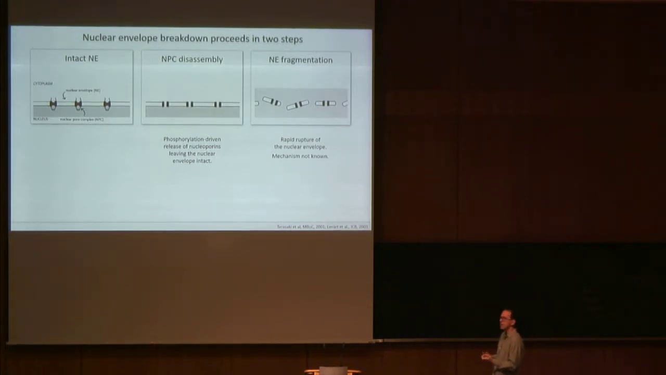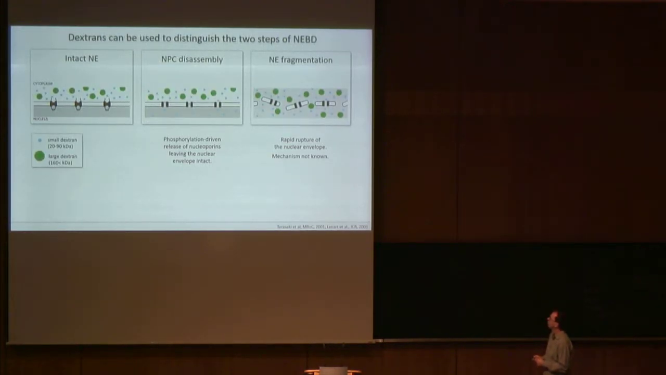And Jan Ellenberg's lab, now quite a few years ago, showed that in somatic cells, these are microtubules that pull on the nuclear envelope. And now we were wondering how it's working in starfish oocytes, and you will see that here it's rather actin. So just a technical detail, we can actually use different sized dextrans to distinguish these 2 phases of nuclear envelope breakdown.